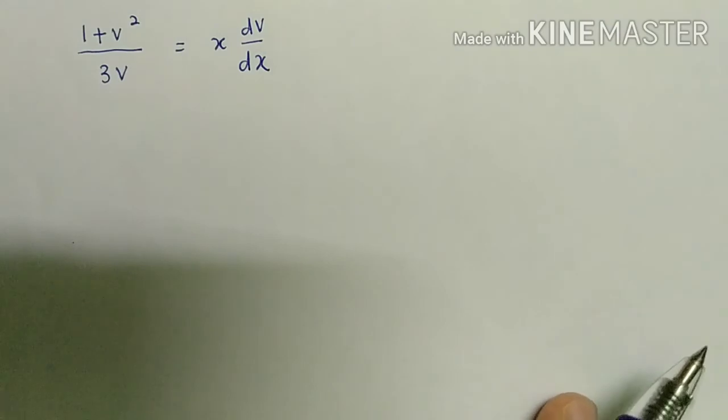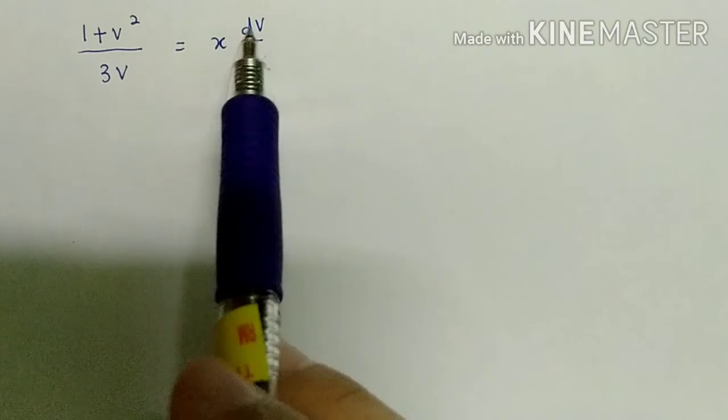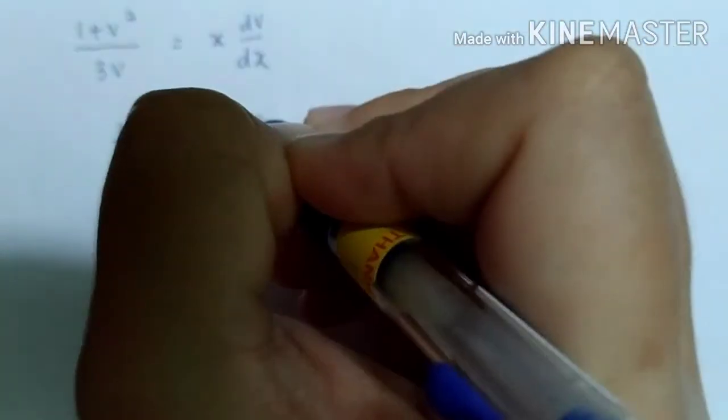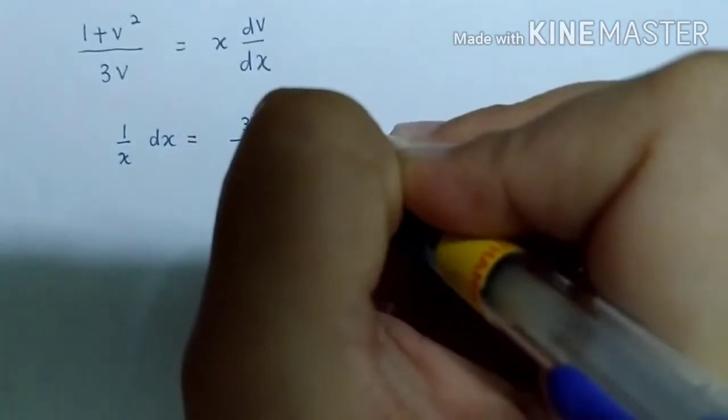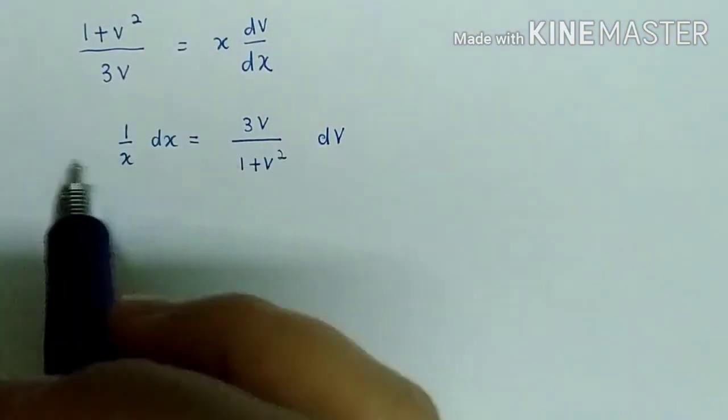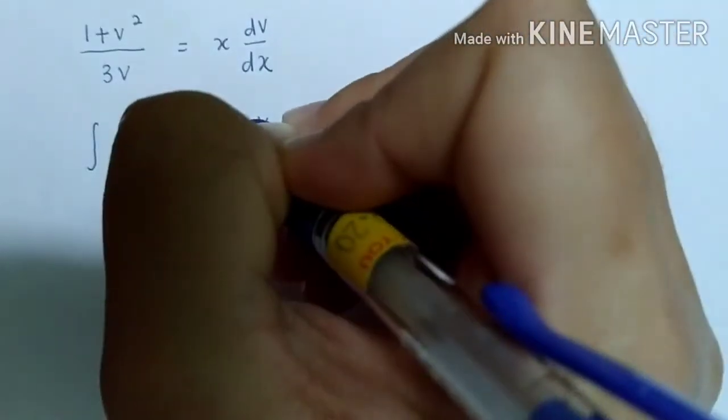Okay, so we can separate the variables, the dv and dx here. So we can get 1 over x dx equals to 3v over 1 plus v square dv. Okay, so after we separate the variables, we can insert the symbol of integration here.